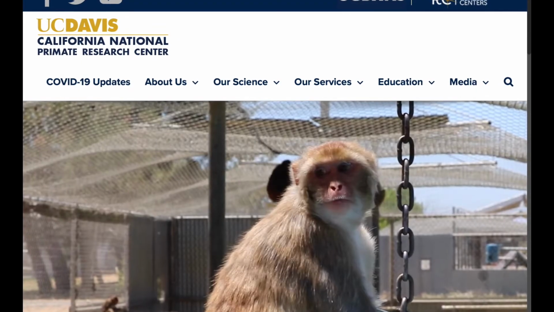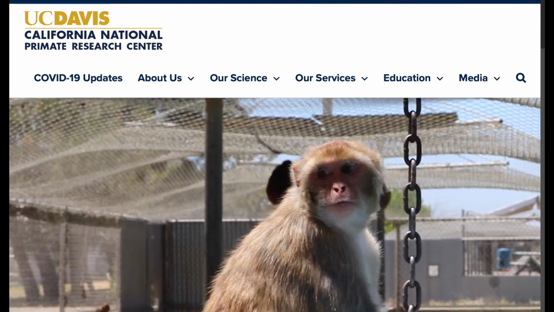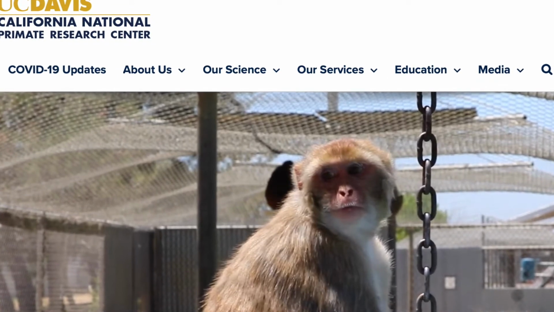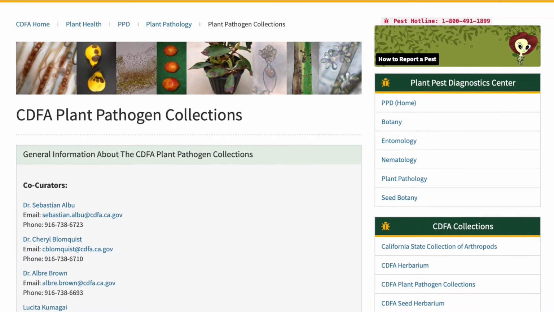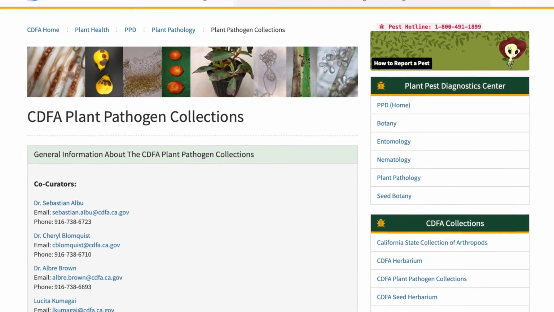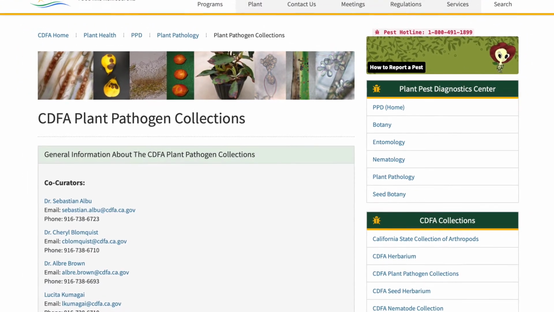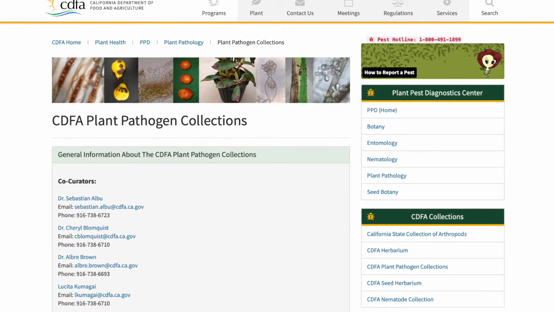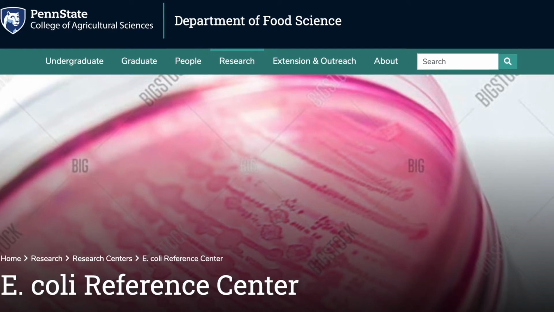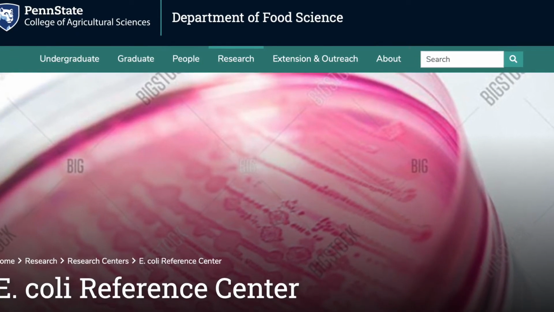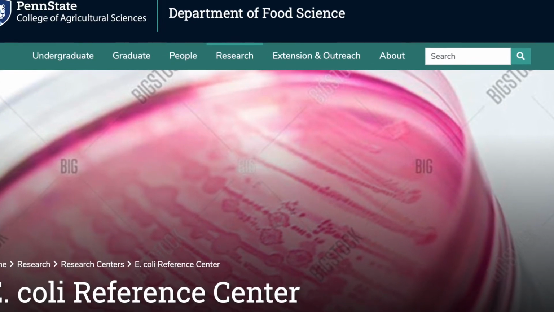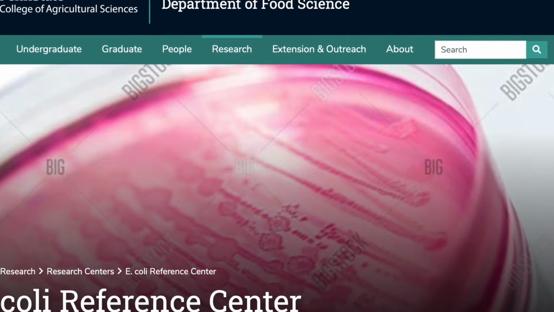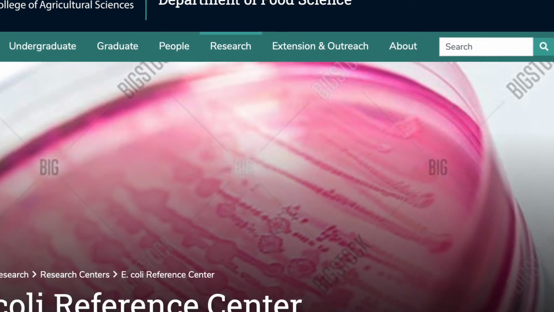This category also includes primate centers, which are used for many research areas, such as to develop better diagnosis and treatment of human diseases. Collections of bacteria, fungi, and viruses that infect plants are used to understand and protect against plant pathogens that can threaten our food supply. Collections of E. coli and other foodborne pathogens, such as this facility at Penn State, have been used to fight food poisoning outbreaks you may have heard about in the news, such as bacteria that contaminated spinach or hamburgers or green onions.